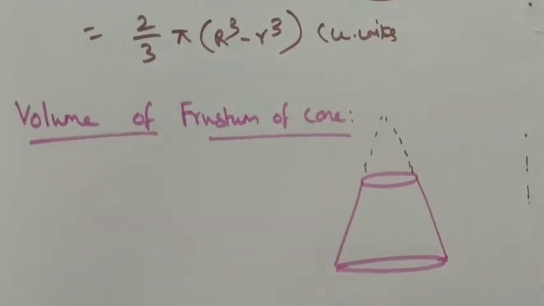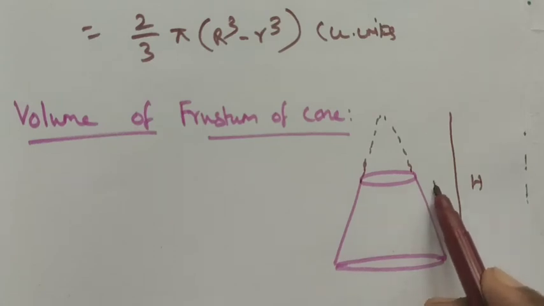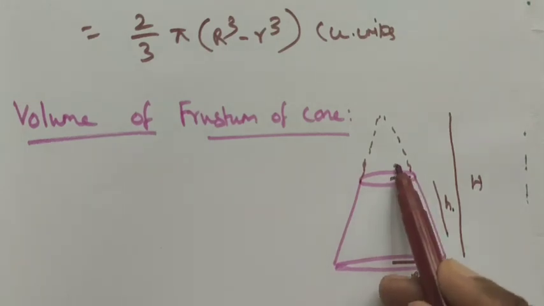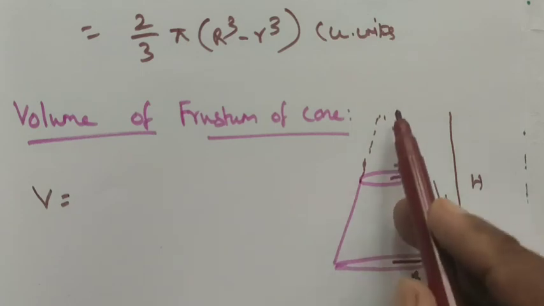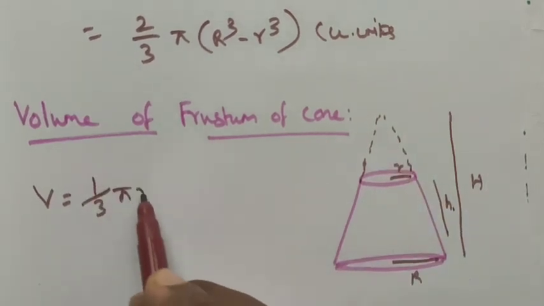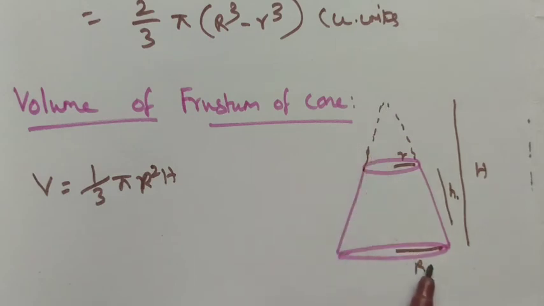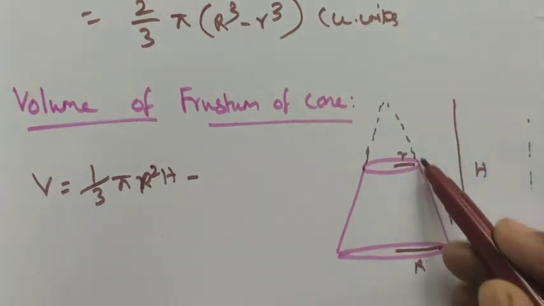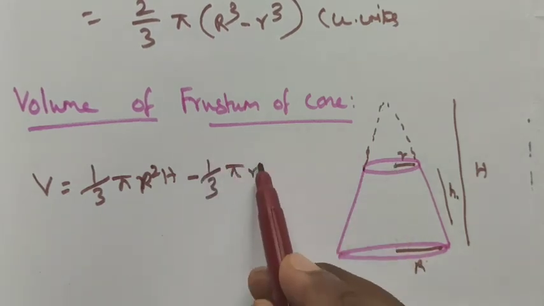Next we see the volume of the frustum of a cone. Here is the cone shape, where the total height is capital H, right? And then this is, take it as small h. Let this radius be capital R, and this radius be small r. So we have to find the volume: the volume of the total cone, 1/3 pi R square H, is the formula, minus the volume of this small cone, this portion, 1/3 pi small r square, only this portion.